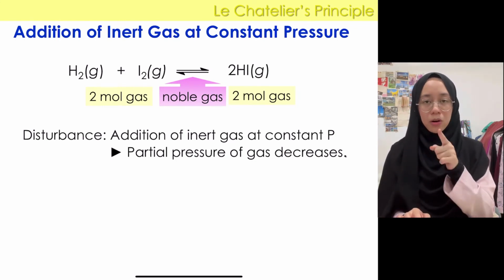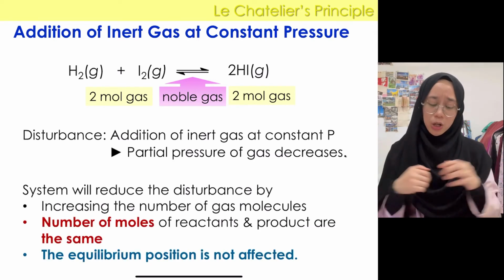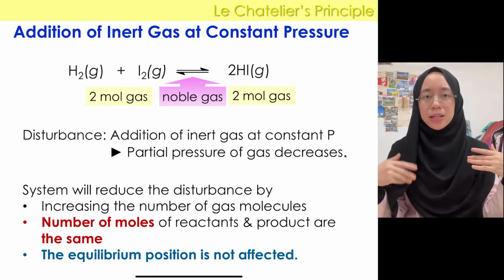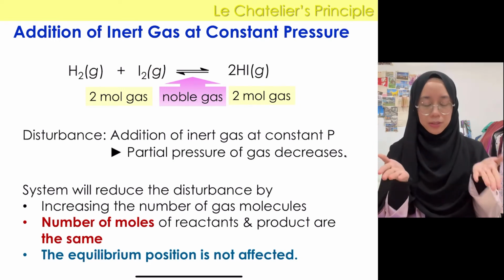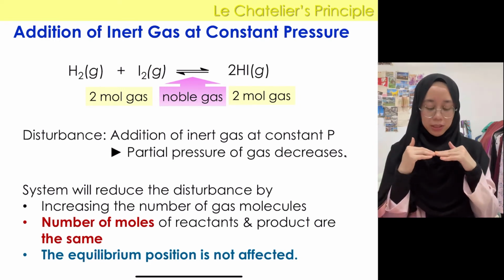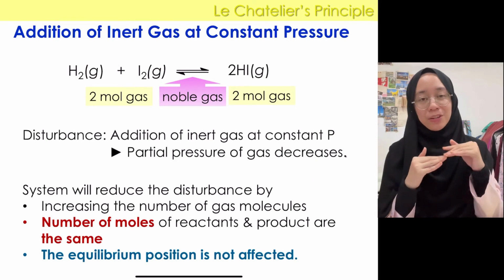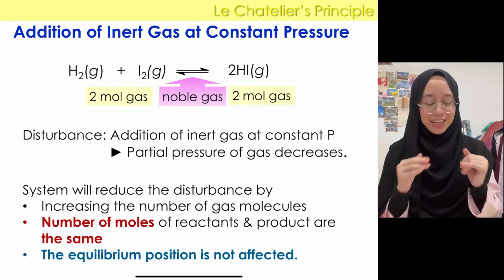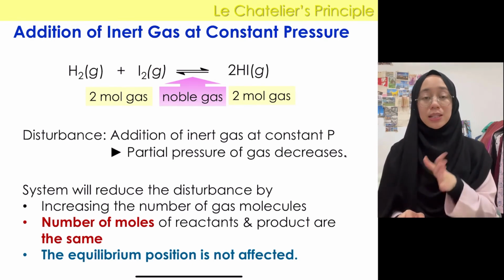However, the mole on both sides are the same. So adakah sistem akan shift? No. Okay, dia akan try to shift to the side that has greater number of mole, but since the number of mole are the same on both sides, therefore the equilibrium position is not affected. So tak ada berlaku shifting tu. It won't shift to the left, it won't shift to the right. So dia akan remain the same je sebenarnya. Okay, so this is the examples untuk yang addition of inert gas at a constant pressure.